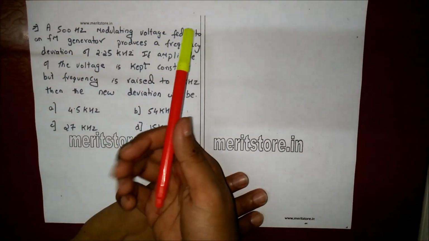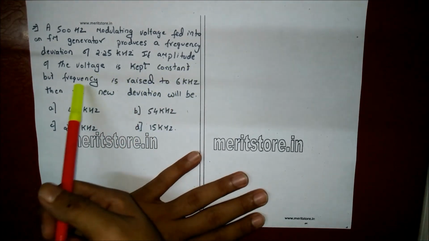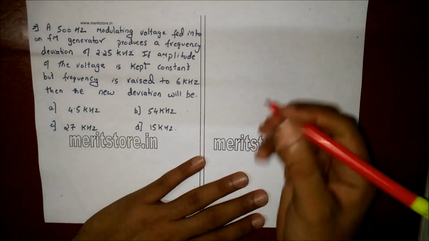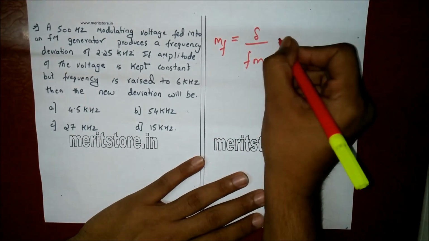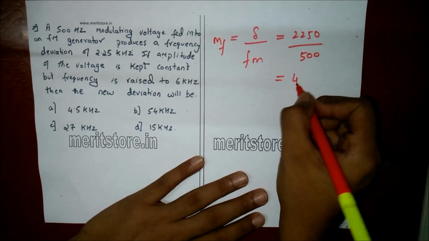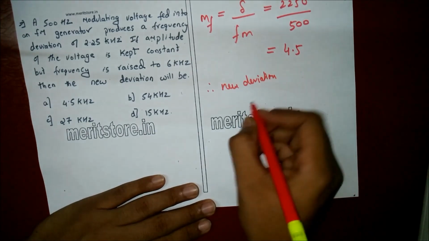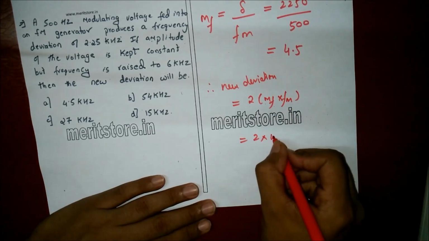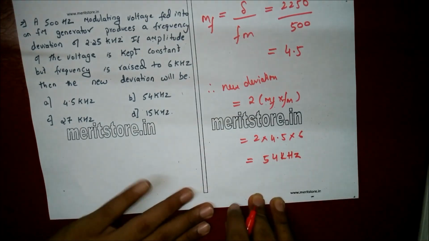A 500 Hz modulating voltage fed into an FM generator produces a frequency deviation of 2.25 kHz. If the amplitude of the voltage is kept constant but frequency is raised to 6 kHz, then the new deviation will be, here are the options. Now, MF will be equal to the deviation upon the modulating frequency, which is equal to 2250 upon 500, which is equal to 4.5. Therefore, the new deviation is equal to 2 into MF into FM, which is equal to 2 into 4.5 into 6, which is equal to 54 kilohertz. Therefore, the correct answer is option B.